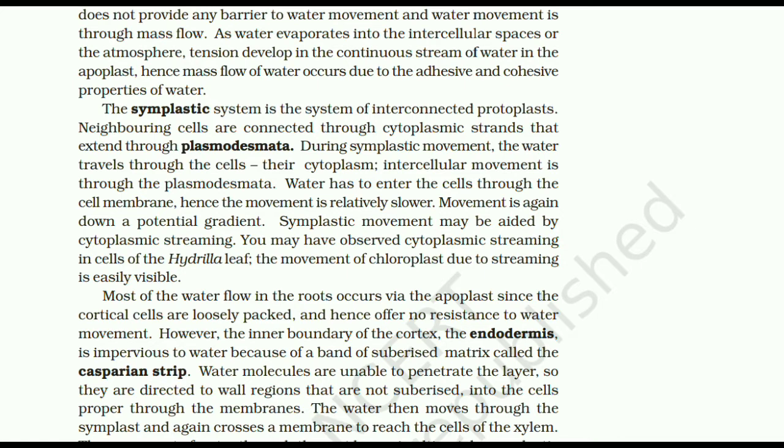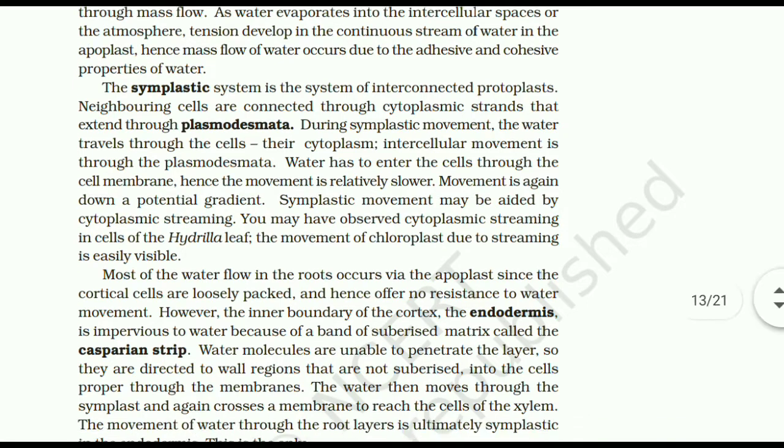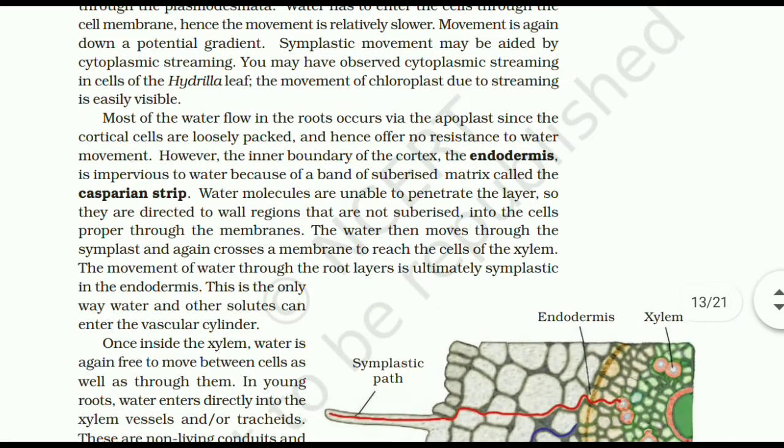Symplastic movement may be aided by cytoplasmic streaming. You may have observed cytoplasmic streaming in cells of Hydrilla leaf. The movement of chloroplasts due to streaming is easily visible. Most of the water flow in the roots occurs via the apoplast, since the cortical cells are very loosely packed and hence offer no resistance to water movement.